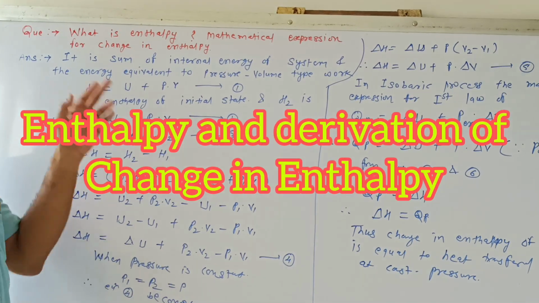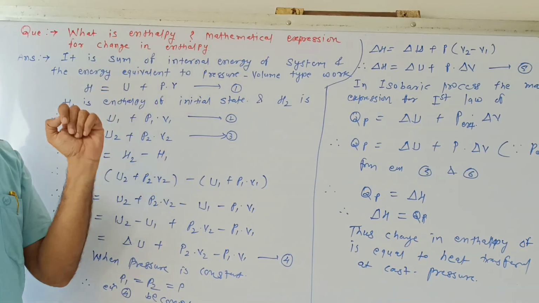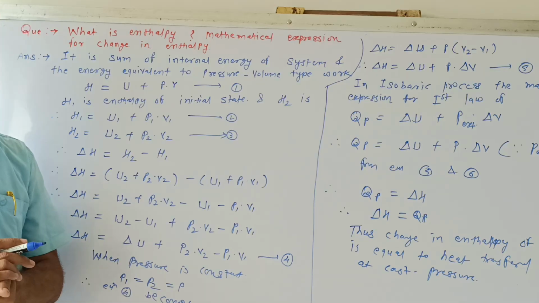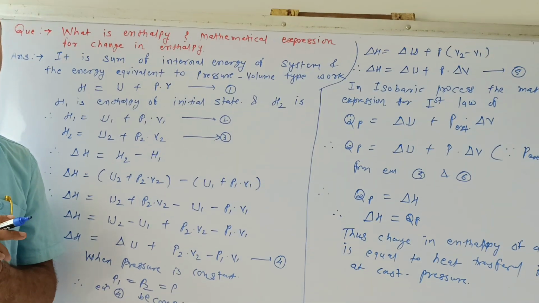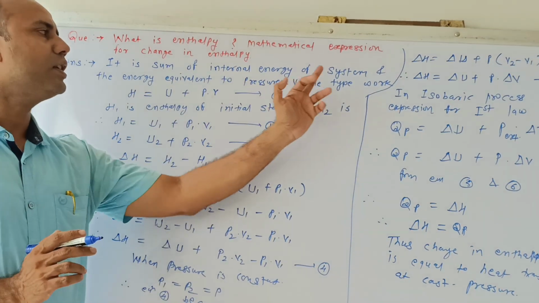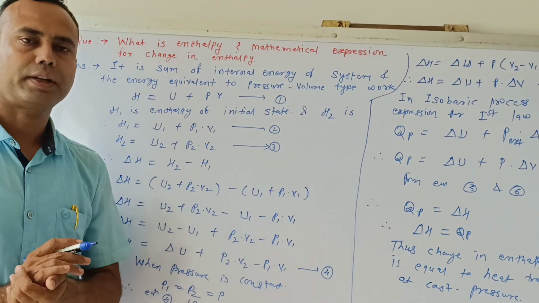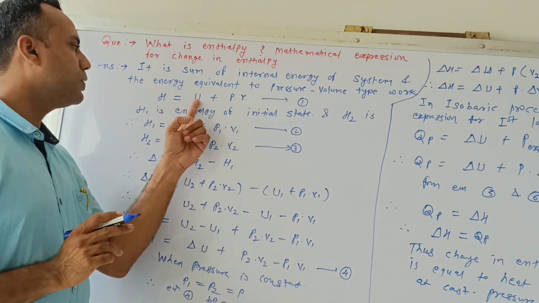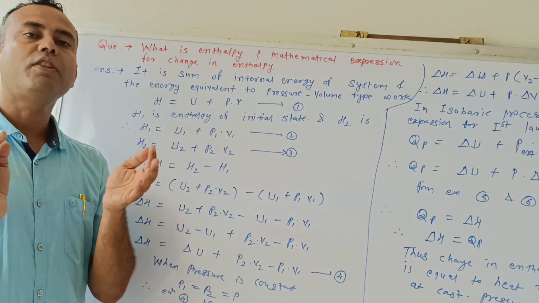So students, now we are going to discuss the question, what is enthalpy, and derive the mathematical expression for change in enthalpy. Enthalpy is the sum of all kinds of energy associated with the matter. The definition is that it is the sum of internal energy of the system and energy equivalent to pressure volume type of work. If we take the formula H is equal to U plus PV, that is the mathematical equation to define the enthalpy.